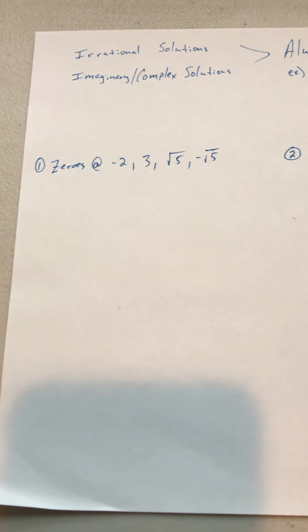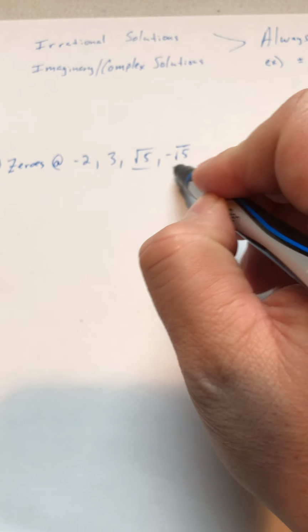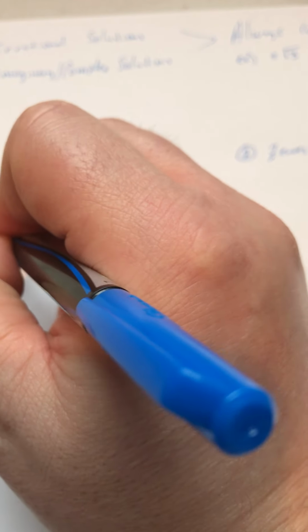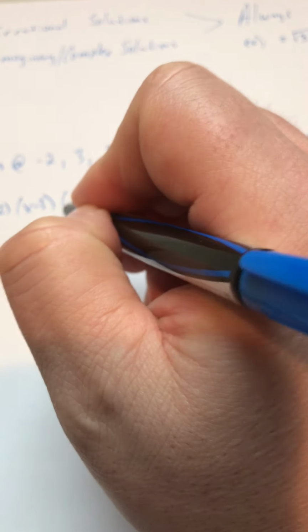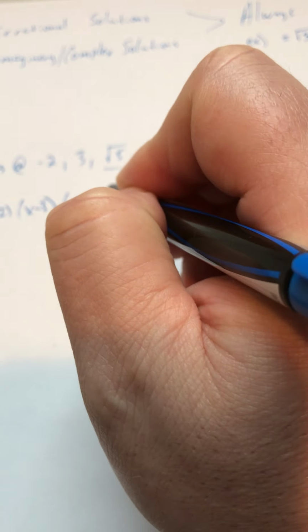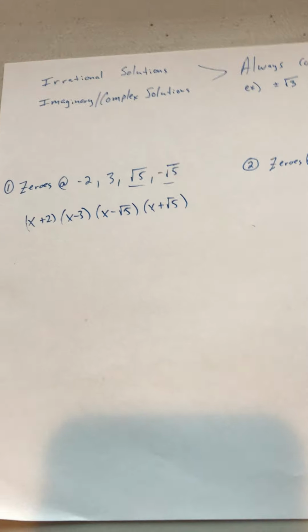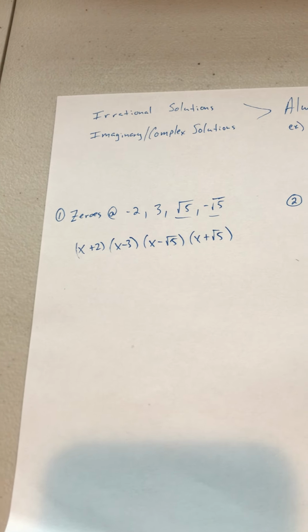So if we look at this first example, there's our solutions. We've got intercepts at -2, at 3, and then we've got these two irrational ones at the end. So we're going to go ahead and make our factors just like we would before. And just as before, we're going to make them opposite. Now the key here is we want to go ahead and multiply the conjugate pairs together.